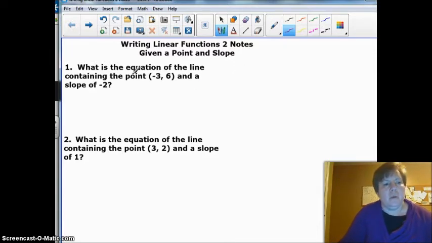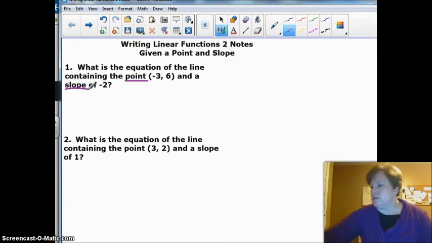All right, so here it says, what is the equation of the line containing the point (-3, 6) and a slope of -2? Okay, so the given information here is a point and the slope.